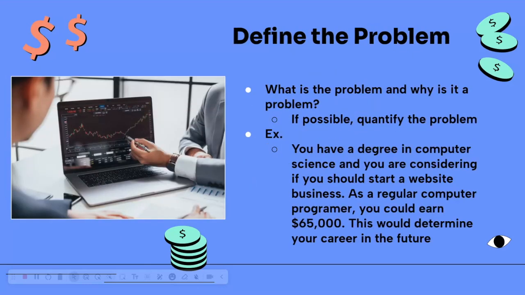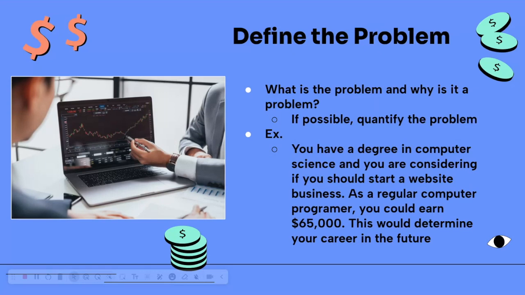So now going over the first step, defining the problem. The first step is that you have to identify what the problem is and why it is a problem. Ideally you want to quantify the problem, as it helps you measure the scale of it in the future. An example we have here is you have a degree in computer science and you're considering if you should start a website business. As a regular computer programmer, you could earn $65,000. This would determine your career in the future.